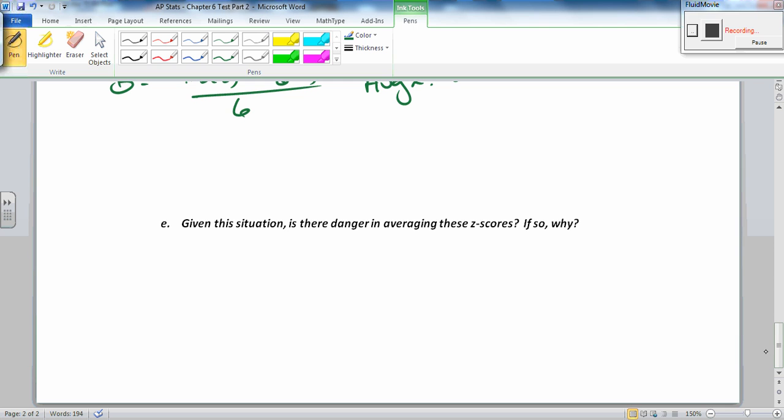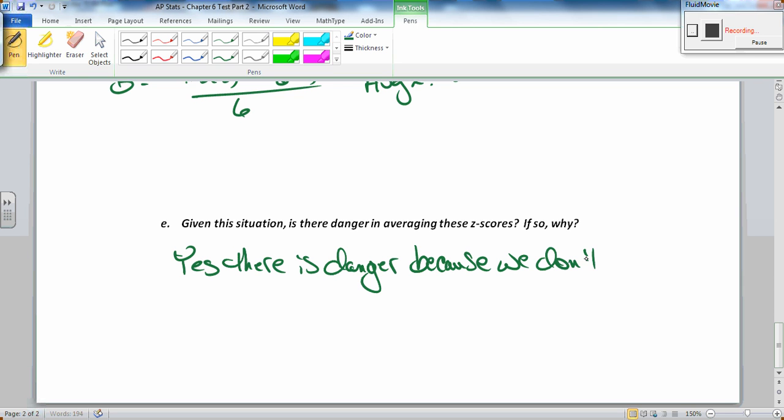Now for the last question, it says, given this situation, is there danger in averaging these z-scores? If so, why? Now given the information that we have, this was the best that we could do. But is there danger? Yes, there is danger. And the simple answer is because we don't know if these distributions are normal. In fact, we know that intelligence is not. Okay?